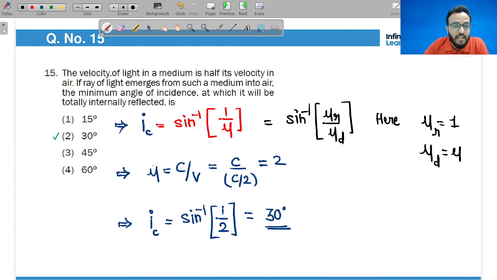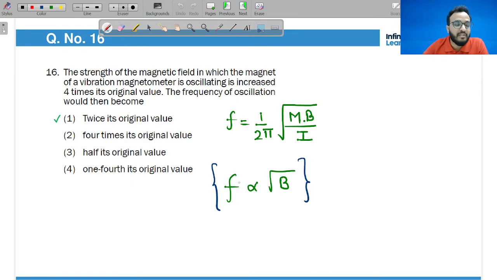Now what is mu? Mu is C upon V. What is C? Speed of light in vacuum, upon V, speed of light in medium. Speed of light in medium is C by 2, half of the speed of light in a vacuum. So it becomes 2. So mu is 2, put the values, answer is 30 degrees. Got it?